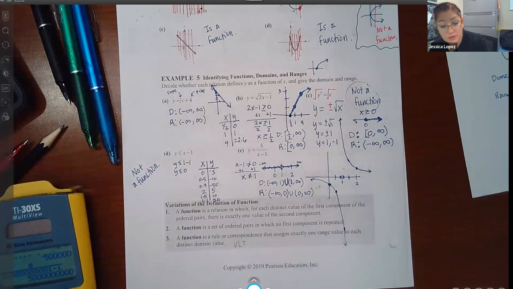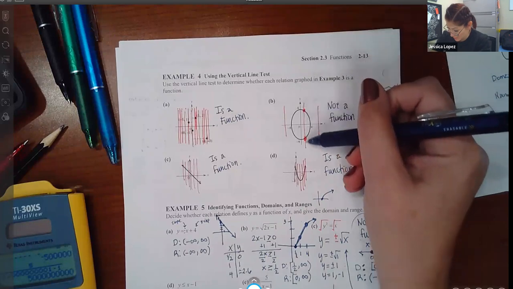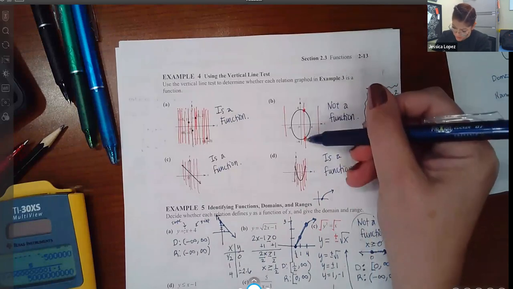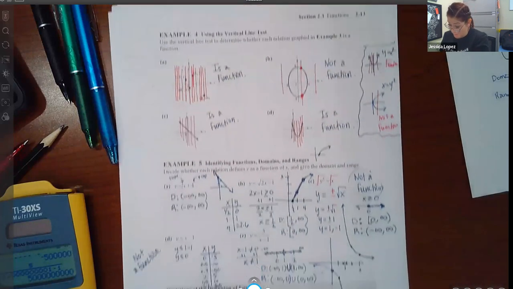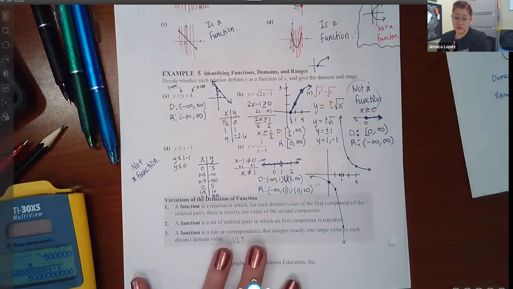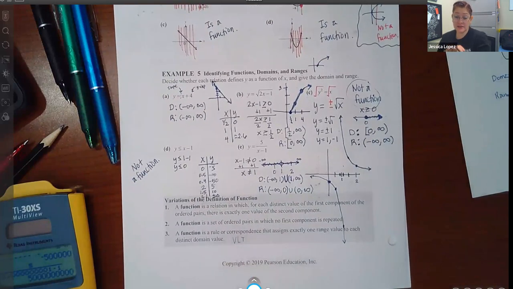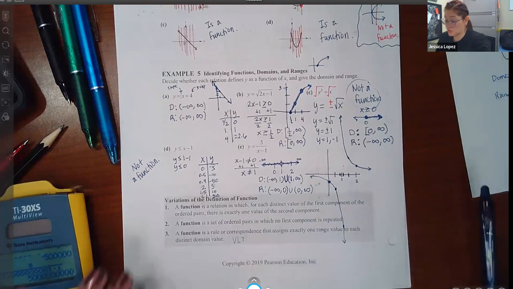And then the third one is a function is a rule or correspondence that assigns exactly one range value to each distinct domain value. And that's the same thing as applying the vertical line test, right? So for each line, it should only have one value for that x value. If it has two y values for that singular x, then it's not a function.